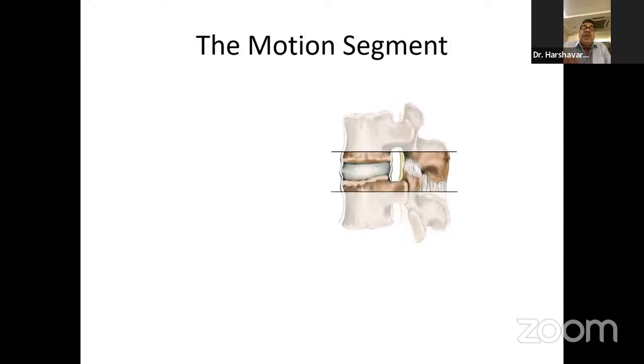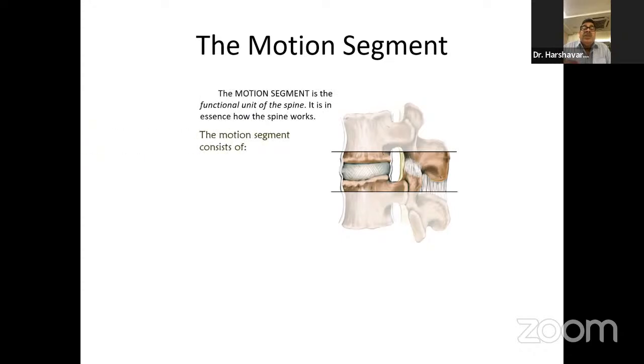So where are the pain generators in the spine? The pain generators of the spine are the disc, the nerves, the facet joints, the ligaments and muscles. In order to understand more of the spine, we should look at one level of the spine, which we call the motion segment. That is one vertebra, the one below it, and the intervening disc space. Please go ahead. The motion segment is the functional unit of the spine, and it's very important to understand.